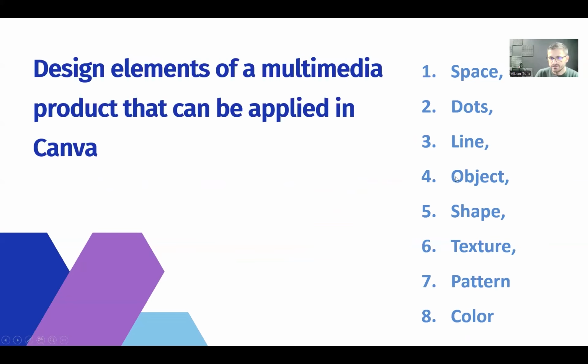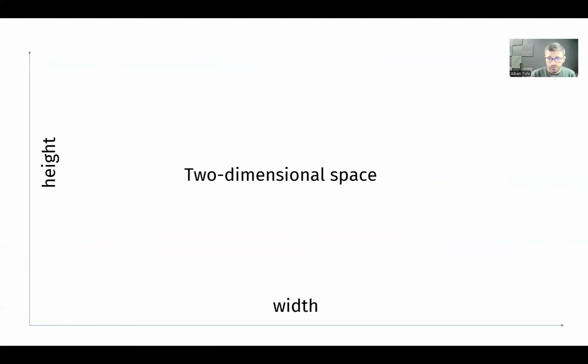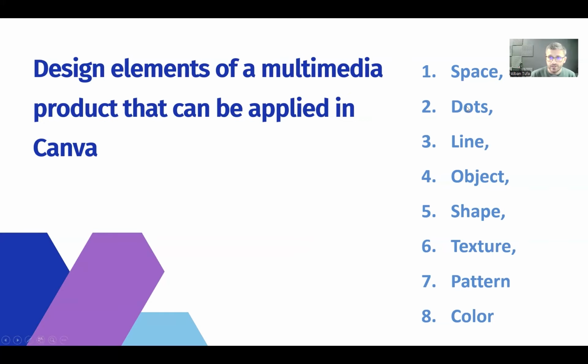And to complete this type of sentence, we need to know these 8 elements, which are space, dots, lines, objects, shape, texture, patterns, and colors. All these elements are suggested to integrate, or to put, in Canva. Let's move on. The first one is space.